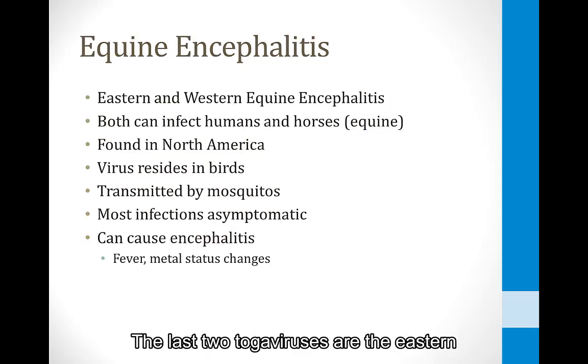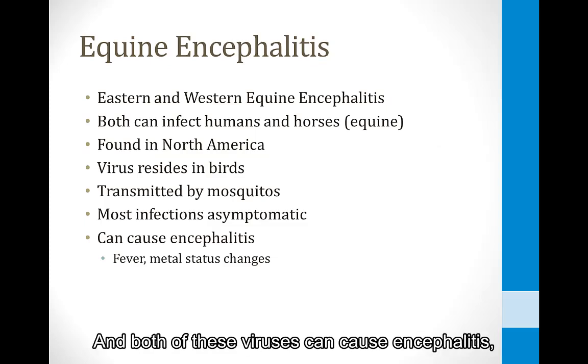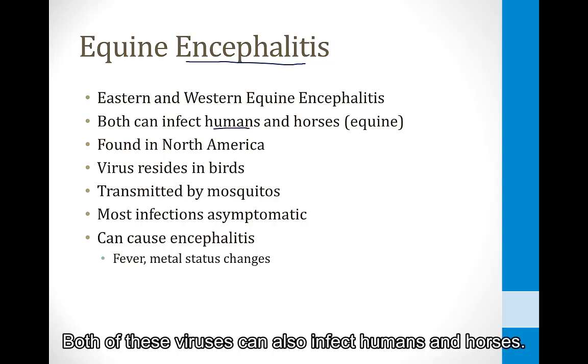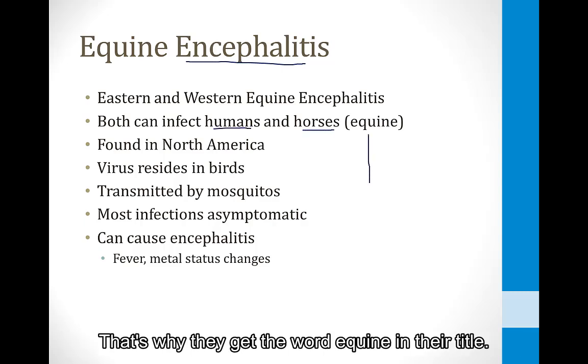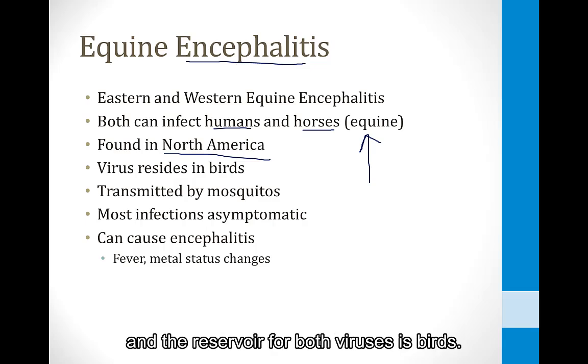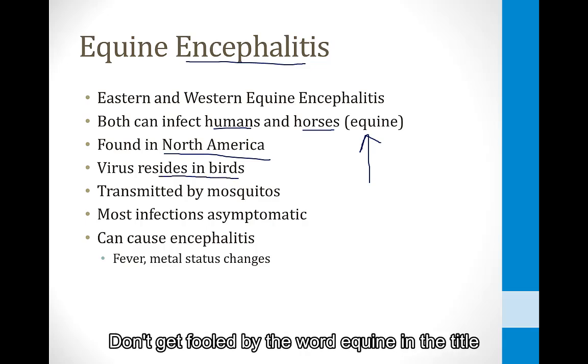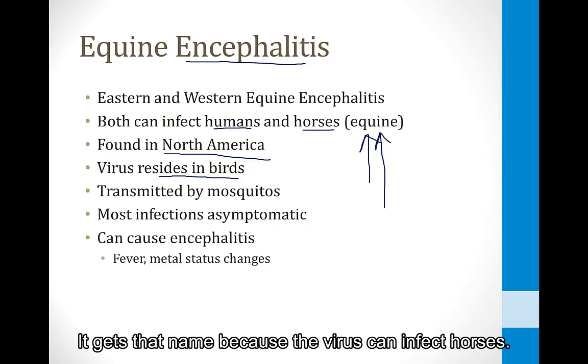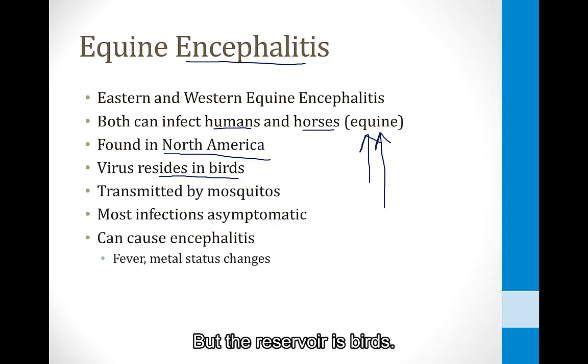The last two toga viruses are the Eastern and Western equine encephalitis viruses, and both of these viruses can cause encephalitis, as you can imagine from the name. Both of these viruses can also infect humans and horses. That's why they get the word equine in their title. They're both found in North America, and the reservoir for both viruses is birds. Don't get fooled by the word equine in the title and think that the reservoir is horses. That's not the case. It gets that name because the virus can infect horses, but the reservoir is birds.